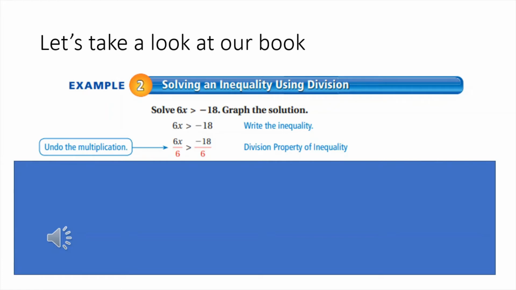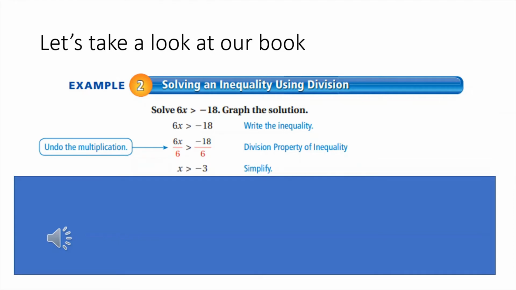On the left side, we're going to have 6 divided by 6, and on the right side, we're going to have negative 18 divided by 6. Whenever you work that out, on the left side, you have 6 divided by 6, which gives you 1, or 1x. You don't need to write the 1 in front of the x. It's an understood idea. And then on the right, we have negative 18 divided by 6. A negative divided by a positive will give you a negative, and 18 divided by 6 is 3. So we ended with x is greater than negative 3.